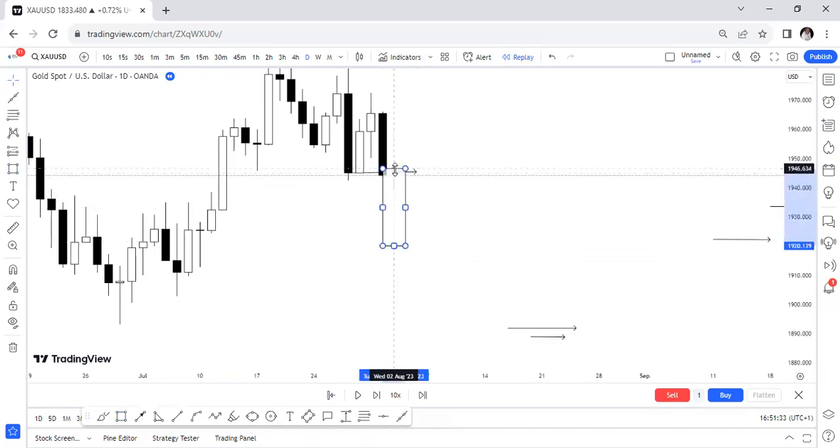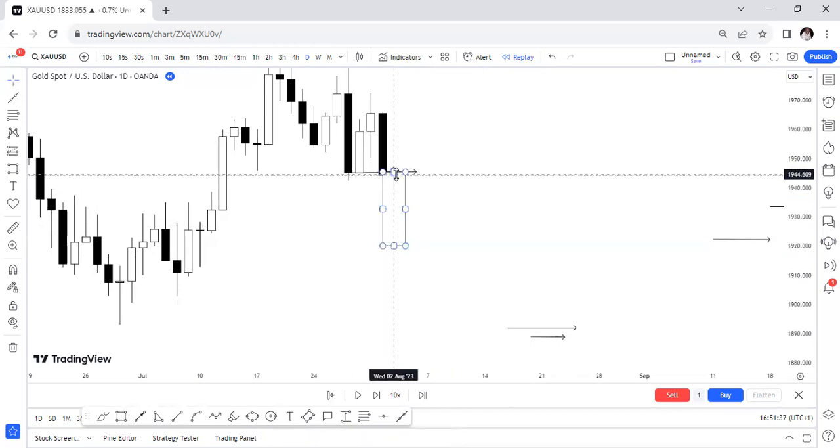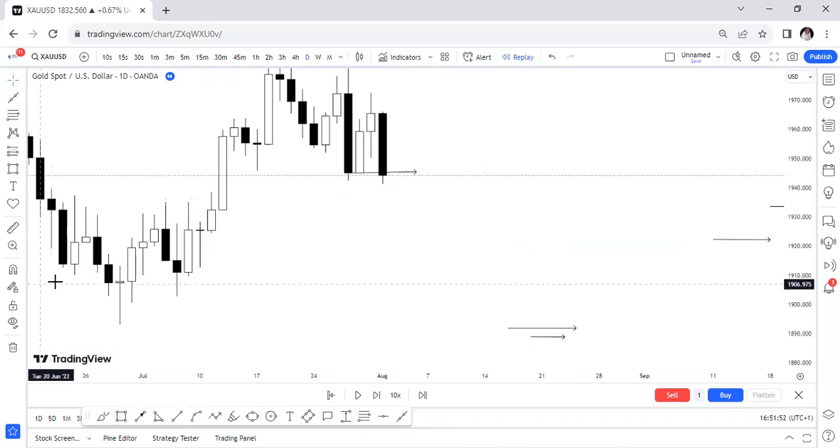Please, not this. You don't want to see something like this. No. And you don't want to see something like this. No. Even if it is just like this, it's still okay. It must have a wick. That's very important. A wick validates your SNR level.